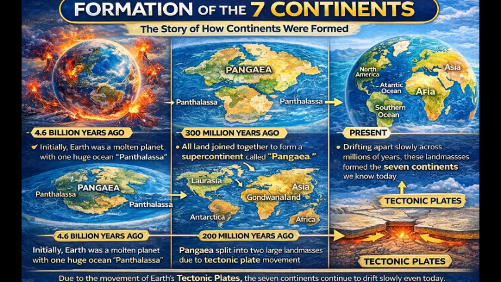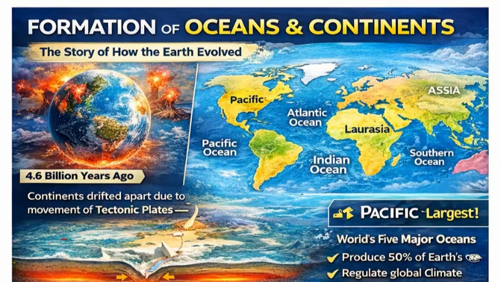Later, due to movement of the tectonic plates, Pangaea began to break apart and divided into two large landmasses: Laurasia in the north and Gondwanaland in the south. Over millions of years, these landmasses drifted farther apart and formed the present-day continents and oceans. This process is still continuing today because the Earth's crust is divided into tectonic plates that move slowly over the mantle. Because of these plate movements, we see events like earthquakes, volcanoes, formation of mountains, and changes in the ocean basins.